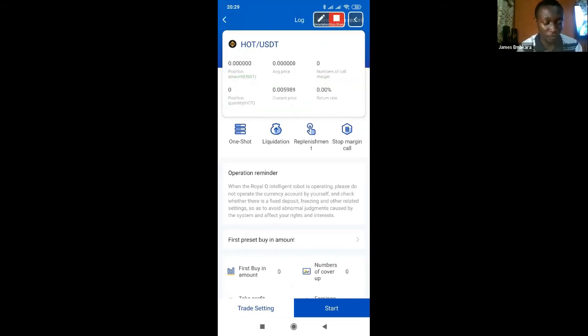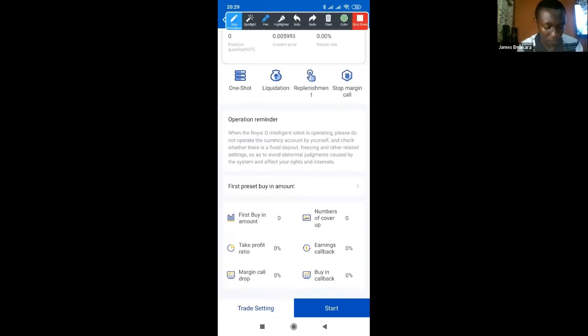Then, if you come down here, these are the settings: first buy amount, take profit, margin call, number of cover-ups, any callback, buying callback. Once I configure this, automatically the parameters will be set. Once these parameters are set, I have given the robot instruction to do this while I am away. Even if I'm there, it will be doing it for me because I have given the robot access to trade for me.